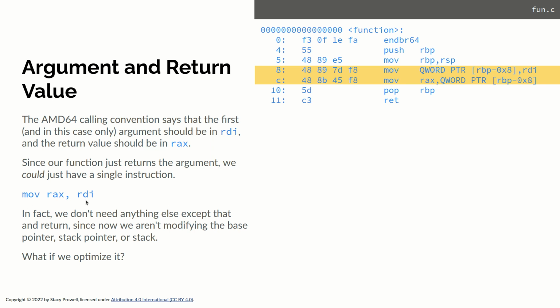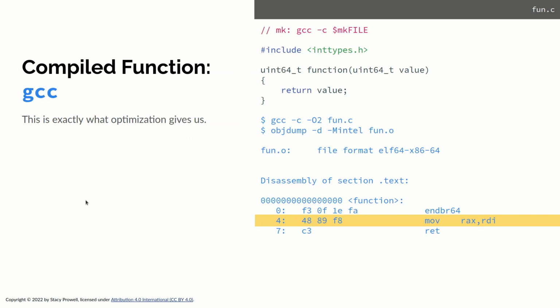What if we optimize this program? Let's do it. Let's run it with -O2, and what do we get out? We get this. There's our branch protection. There's that one move instruction. Take the first argument, put it in the return value, and return. That's it. That's this whole function in optimized assembly.